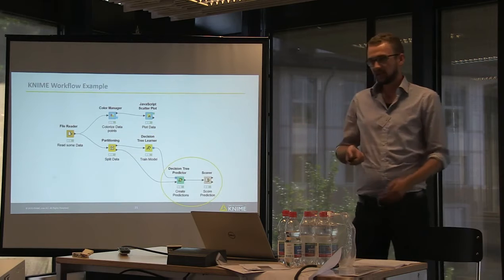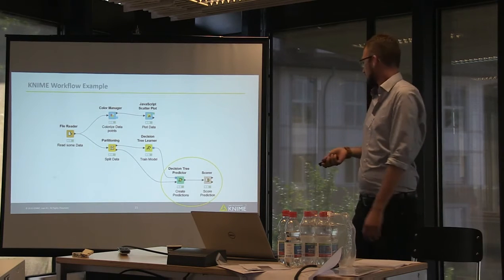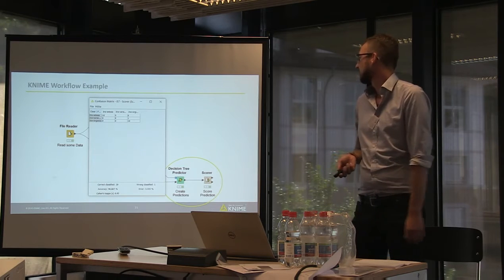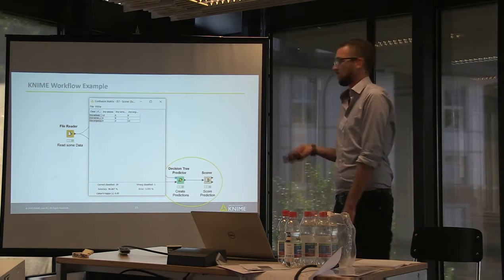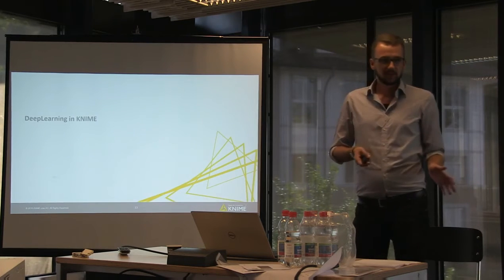And after training, you can use a predictor node, which corresponds to your learner node, which creates predictions for your data set, and then use a scorer, which creates a confusion matrix, so you can evaluate how well your model is doing. So this was it for the general KNIME introduction.